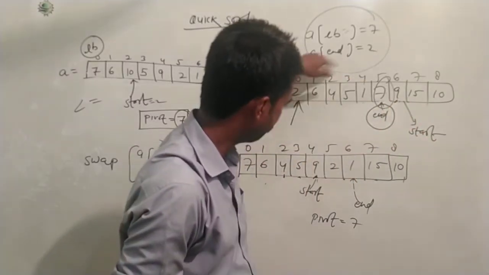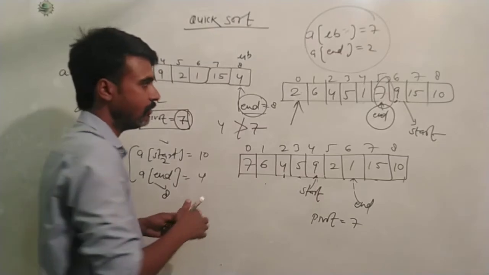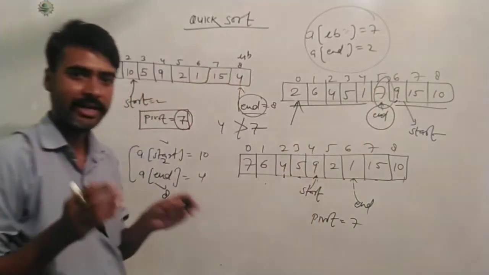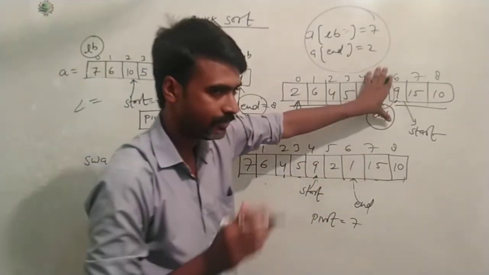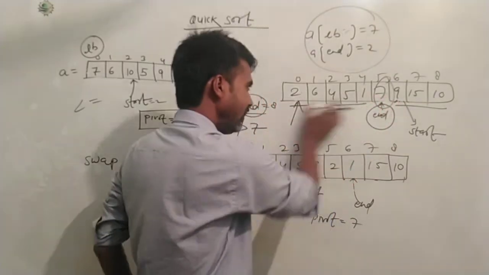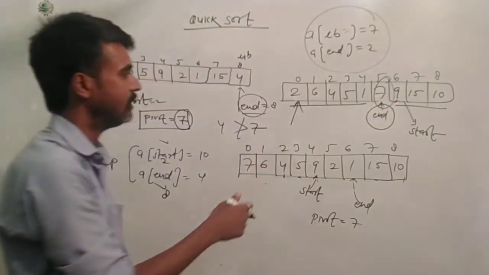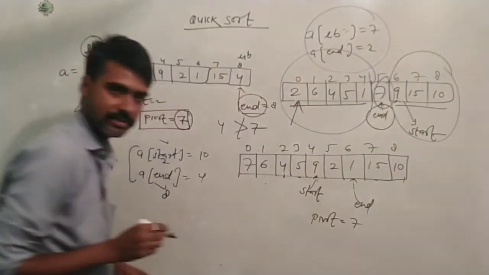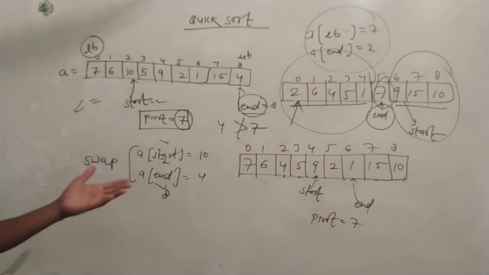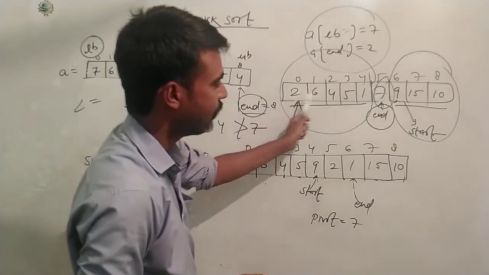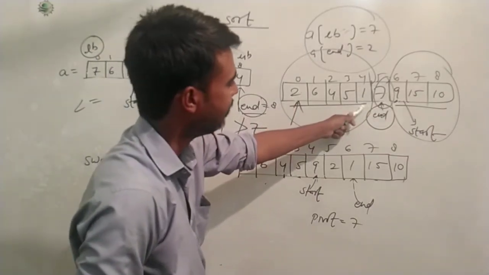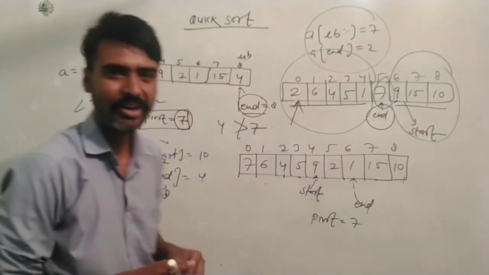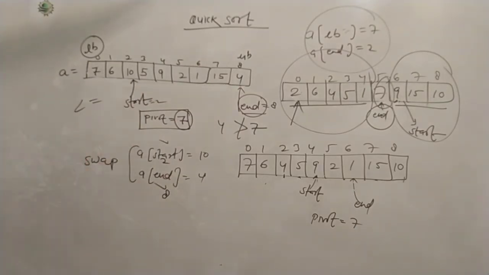We have to apply the same algorithm for this and this, because 7 is at its right position. No need to pick this 7 again. We have to apply the same algorithm for this part and the same algorithm for this part, so from LB to end minus 1 and from end plus 1 to UB. Now I will write an algorithm to understand this concept.